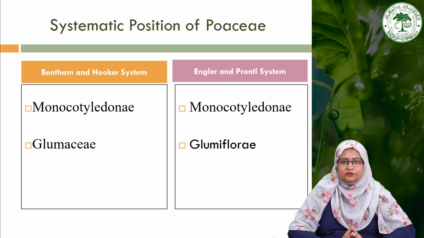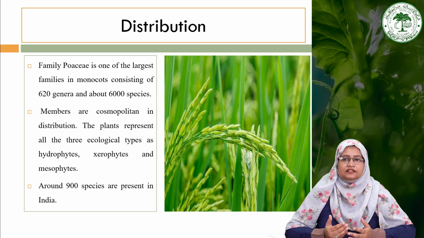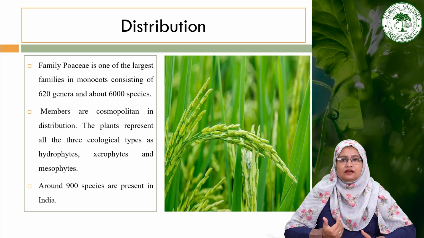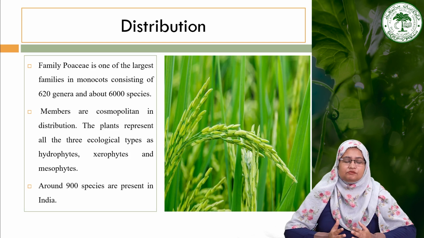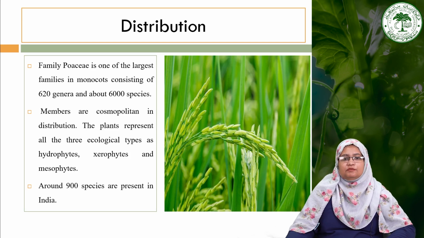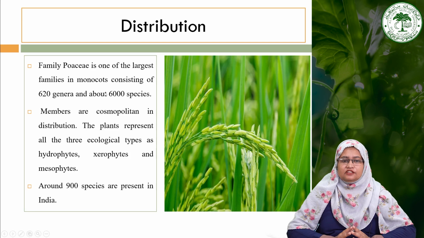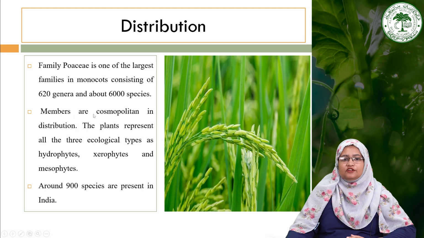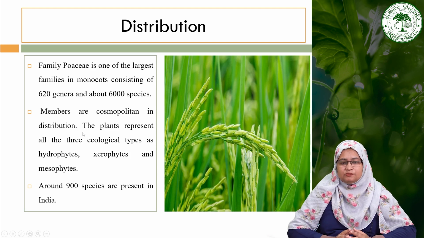Now moving towards the distribution of this family. The family Poaceae is one of the largest families in the monocotyledons, which consists of around 620 genera and about 6,000 species. So it is quite a large number. The members of this family have a cosmopolitan distribution.